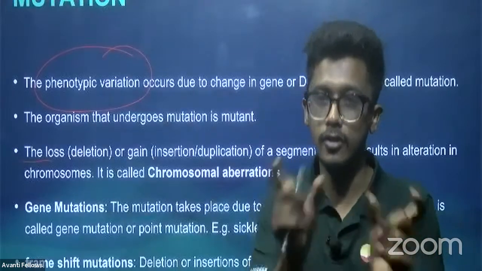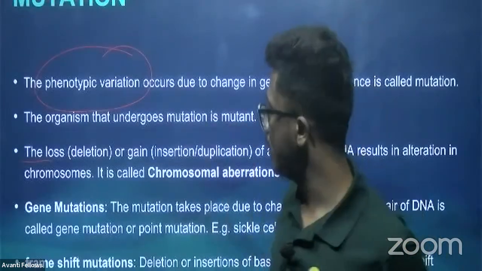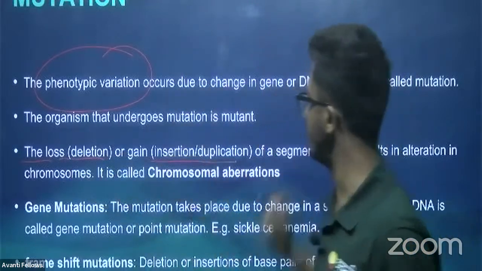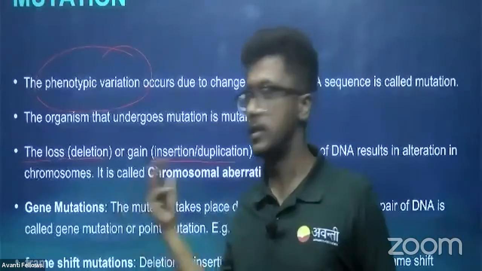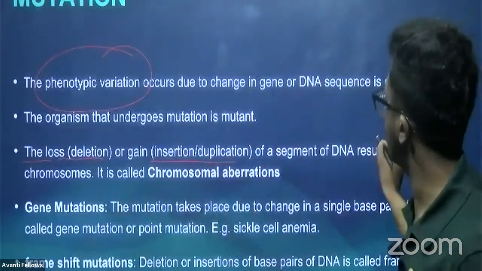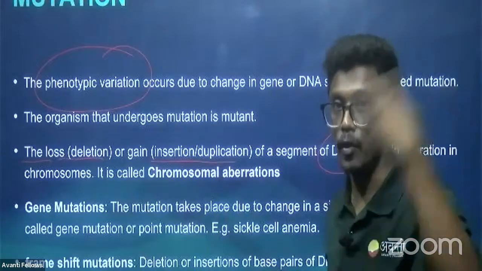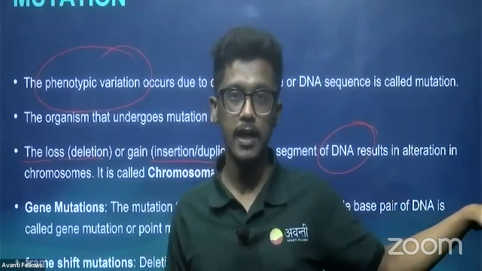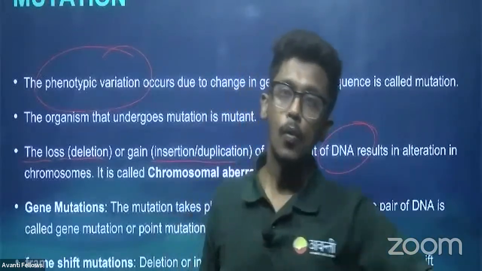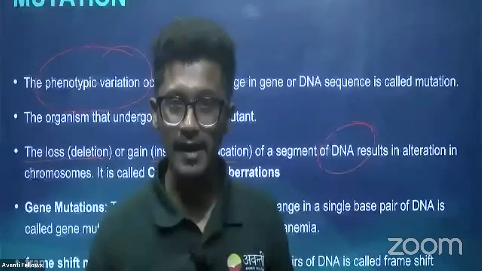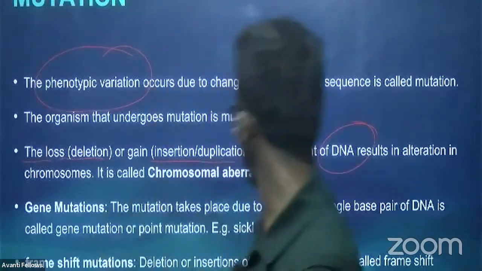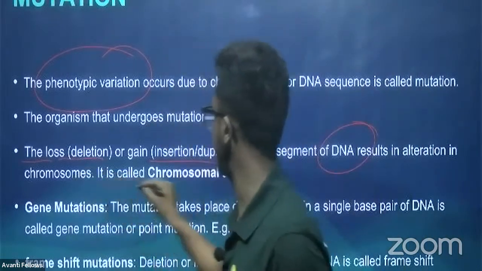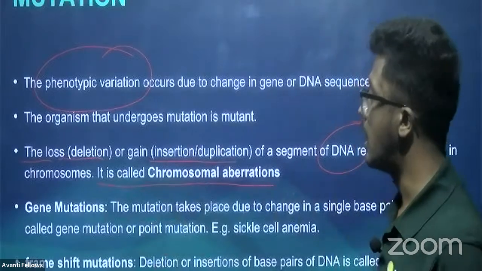Whenever a part of a genetic code is deleted, through deletion, or you insert extra codes, that is called insertion, or you duplicate the same codes, that is called duplication, of a segment of DNA which is responsible for giving characters. Especially we are talking about the genes, not any part of the DNA. Whenever something in the gene is lost, added, or duplicated, then you have a mutation. Got it? Or sometimes the whole of a chromosome can be altered. This is called chromosomal aberration.